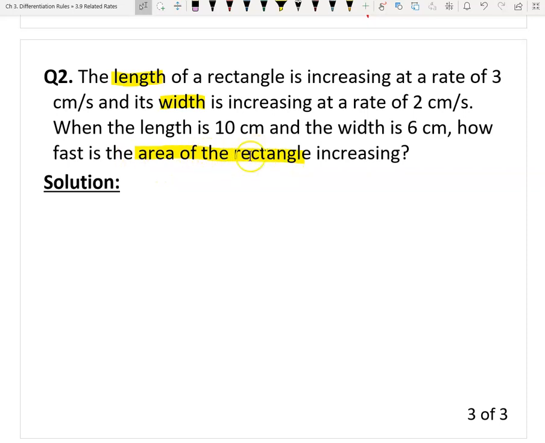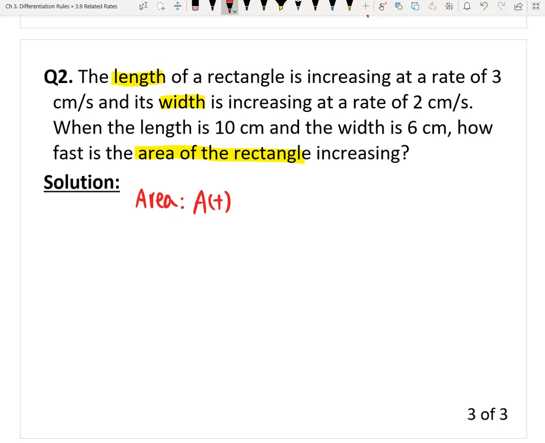Can you see the question? Okay, so now what do we do? Build a model. So first, set up the variables. Let me set up this way. I use area as A(t). You know the independent variable is t, right? Time. In this question, the time is in seconds.